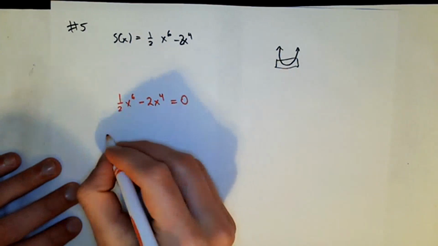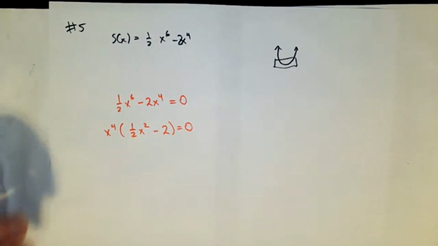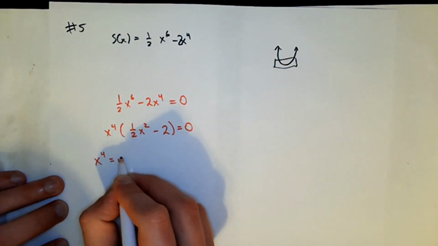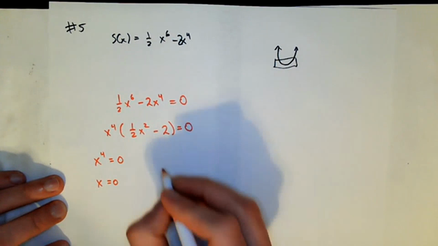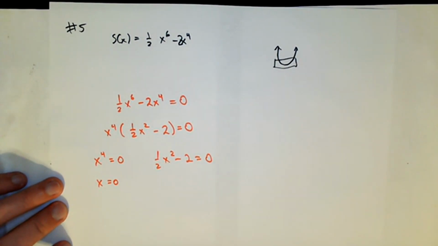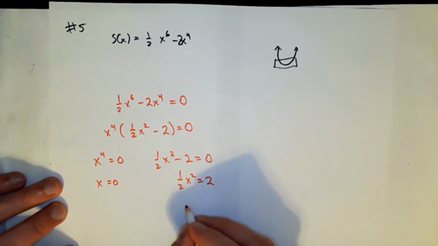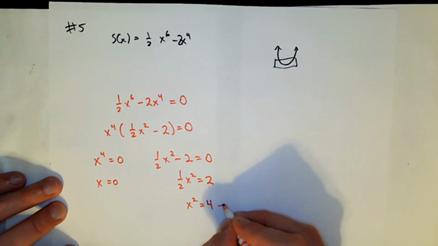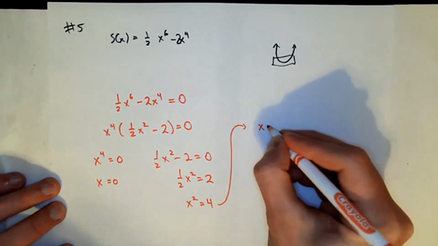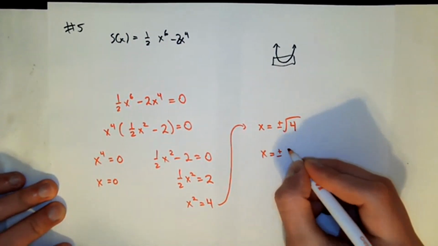You can pull an x to the 4th all the way outside. That's allowed. This is going to leave me with that. That's legitimate. You can do that. And then I can set each of these equal to 0 independently. Now, clearly, this one is just going to give me x equals 0. The other one, not so clear what it might give, so let's solve it. Add 2 to both sides. Multiply 2 on both sides now. Square root both sides. Plus or minus. Nice. x equals plus or minus 2.